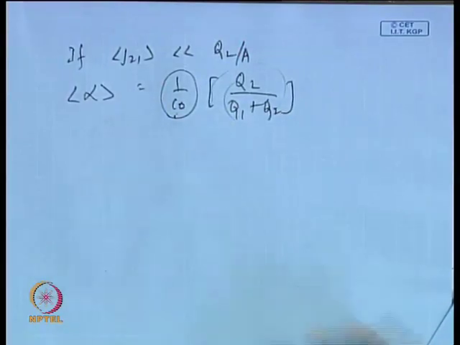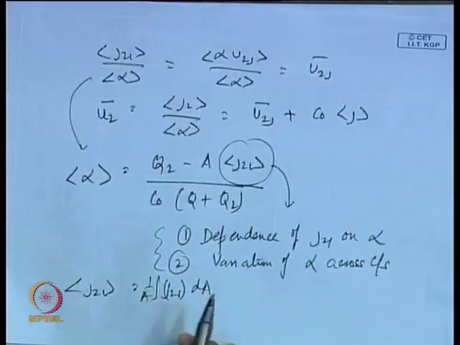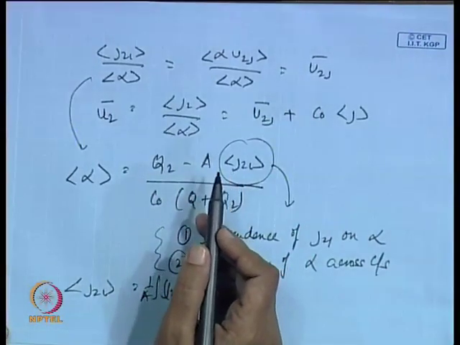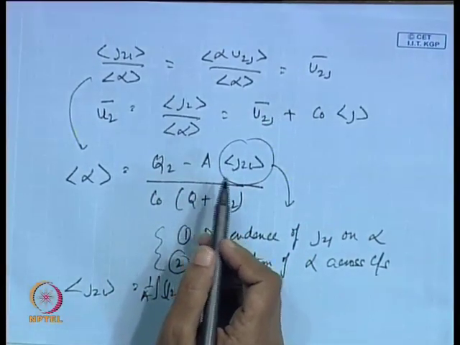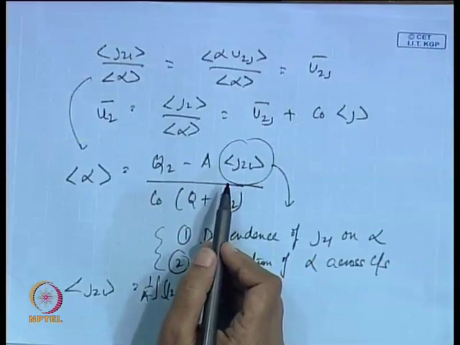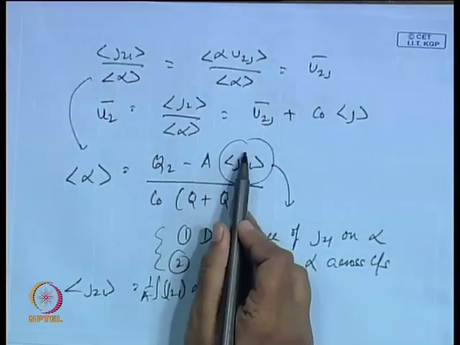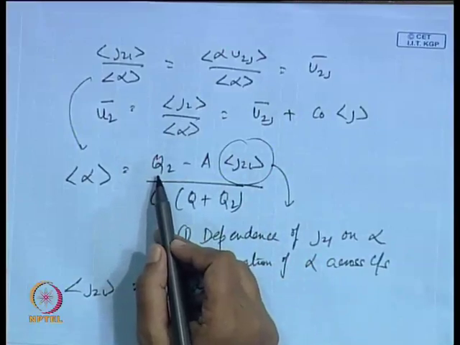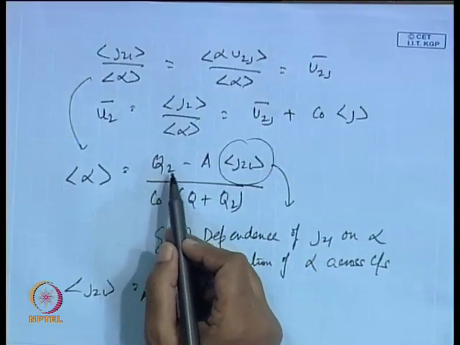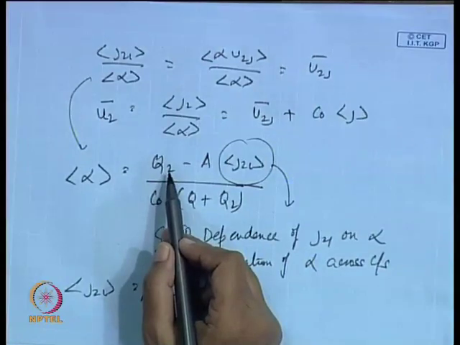But under normal circumstances, we find that generally this term J21 is usually not very small, and we have to account for it. And when we find that J21 is also very small compared to Q2 by A, and more or less the velocity and voidage profiles are flat across the cross section.